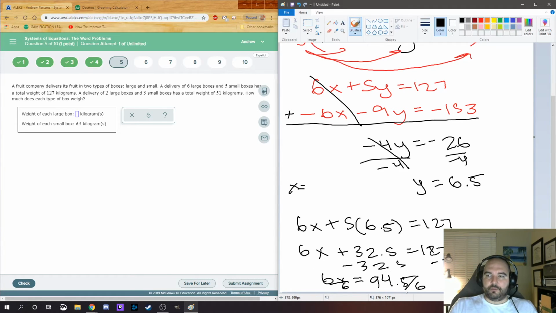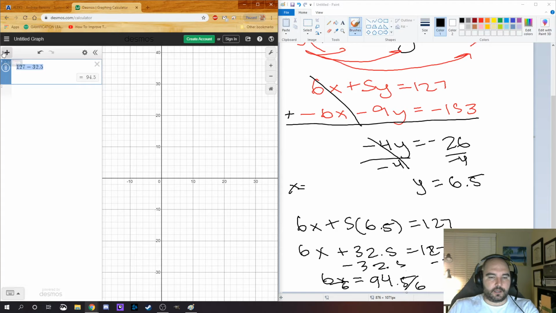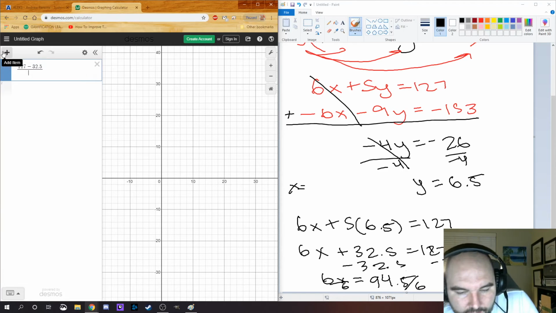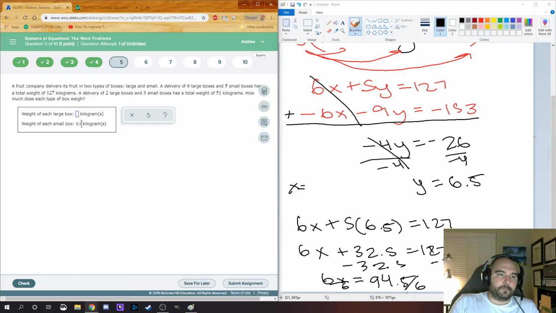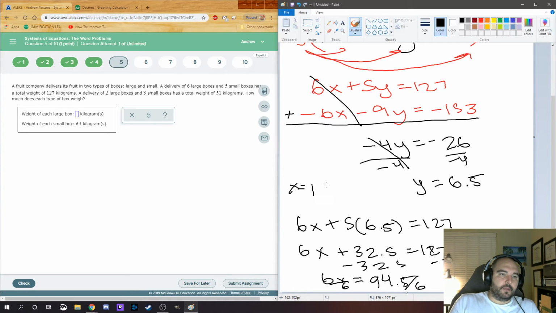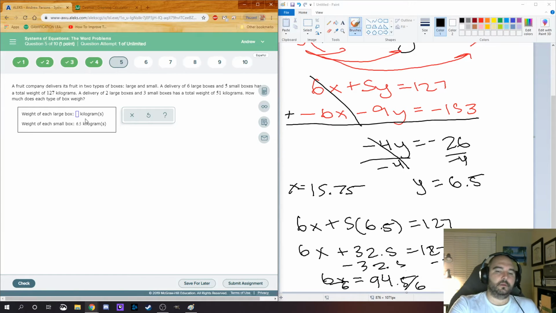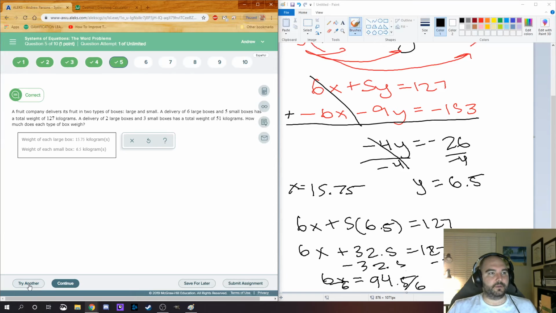I'm doing 94.5 divided by 6, which will be 15.75, I think. But you know what? I'm just going to check. 15.75 indeed. And if you waited till the end of the problem and you weren't sure which size of box was which, apparently this one is this one. I'm concerned about these answers. They seem really weird that they're decimals like this, but whatever. Okay, that's good, I guess.